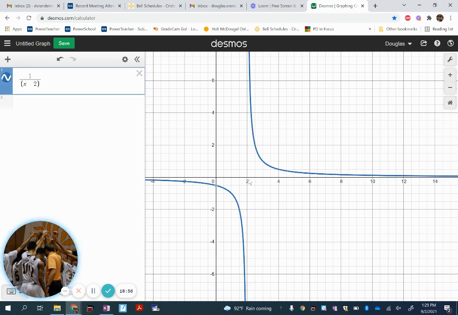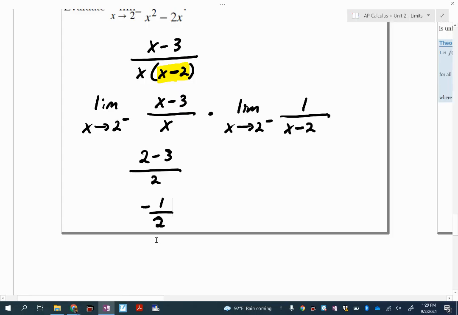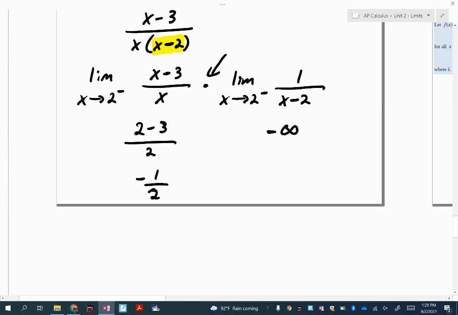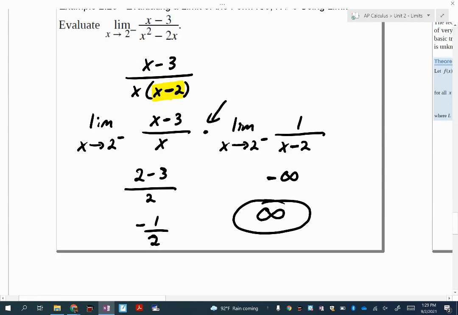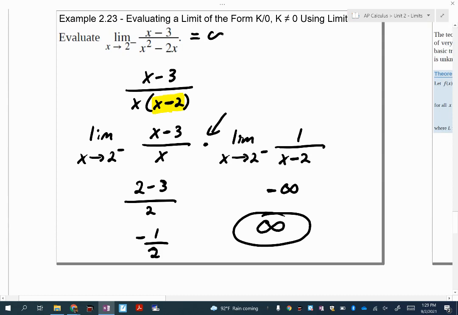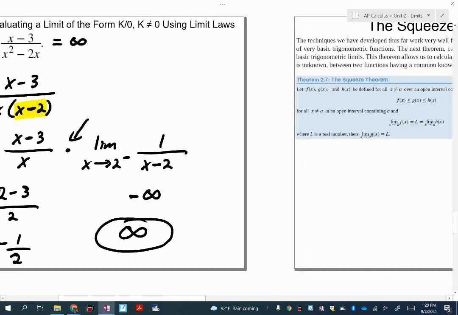And again, we're approaching 2 from the left. Let me confirm. Yes, 2 from the left. So from the left, you'll see we're going down forever towards negative infinity. So this limit, as x approaches 2 from the left, would be negative infinity. But we're going to multiply that together. I know it's weird, you never really multiply by infinity, but the key thing is if you multiply a negative times a negative, you end up getting a positive infinity. So that one is probably the most unique one that we've done so far. Okay? All right. Let's keep going.